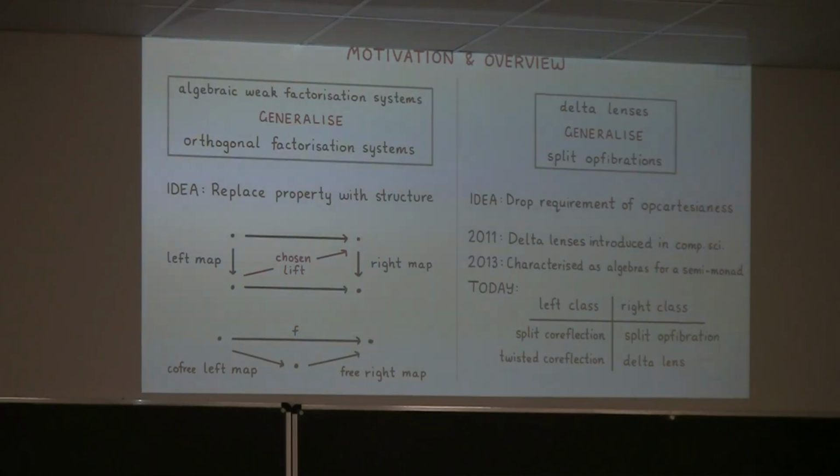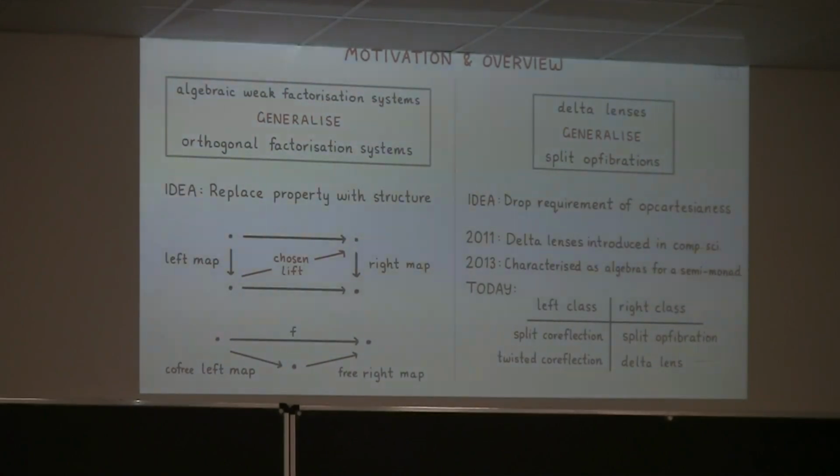But what I want to talk about today is actually showing that the delta lenses are the right class of an algebraic factorisation system. Because we already know this interesting example where the split opfibrations are the right class of an algebraic factorisation system, whose left class are the split coreflections, or rather the co-reflective adjunctions. Today we'll see that delta lenses can be seen as the right class, and I'll introduce this notion of twisted co-reflection as the left class.